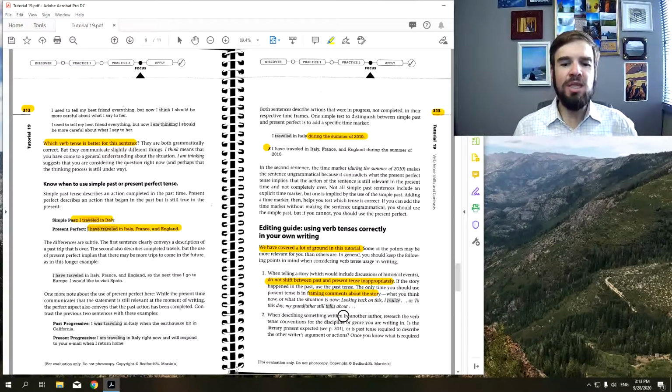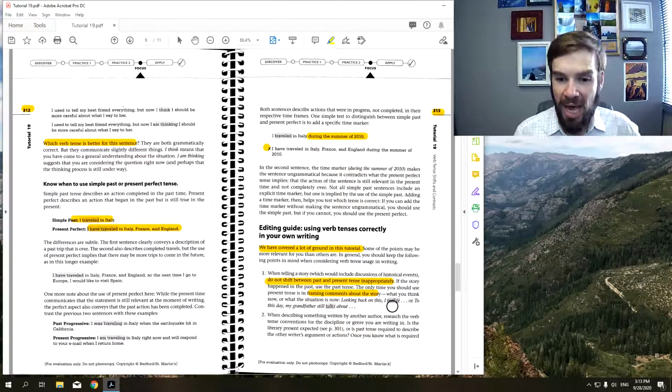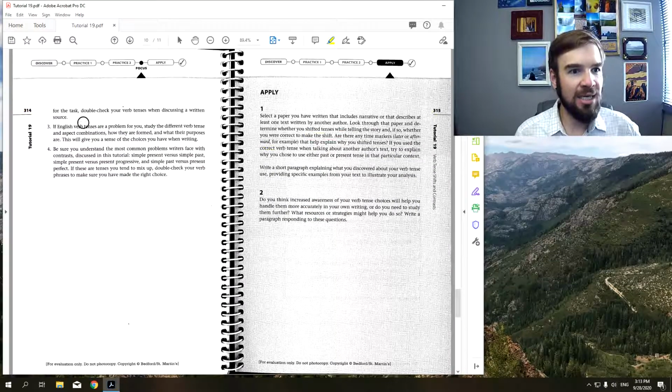When describing something written by another author, research the verb tense conventions for the discipline or genre you're writing in. Is the literary present expected, or is past tense required to describe the other writer's argument or actions? Once you know what is required for the task, double check your verb tenses when discussing a written resource.